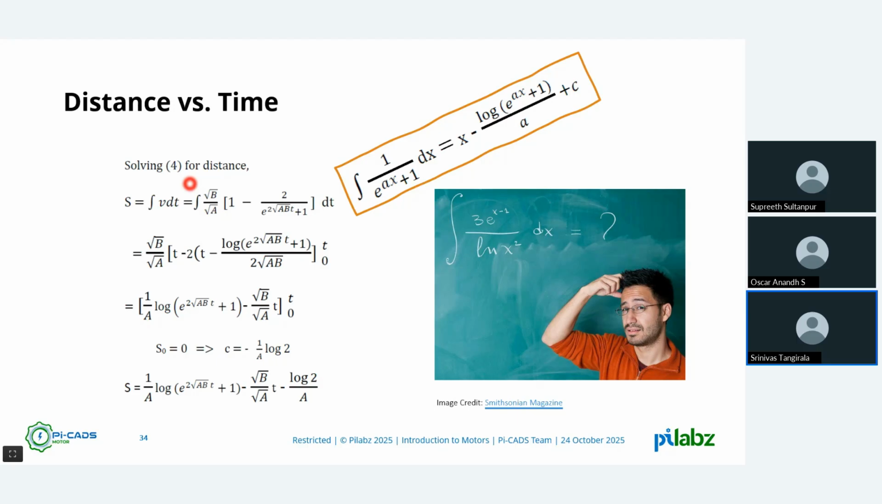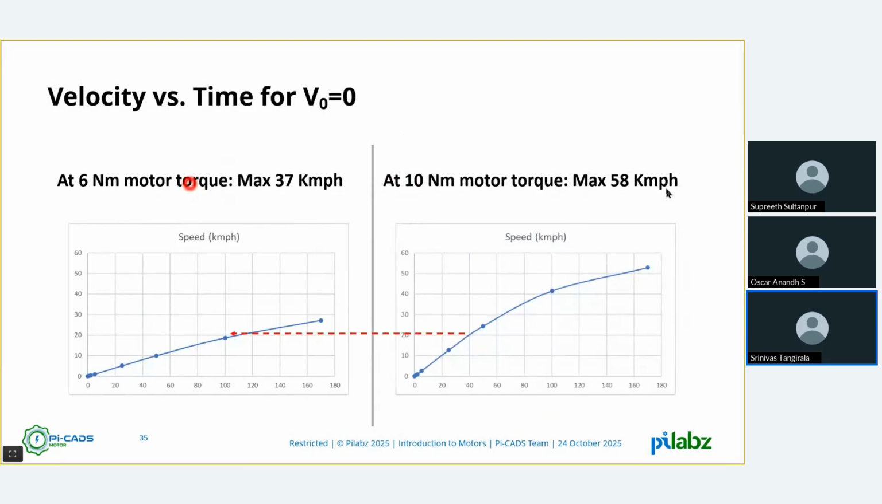is equal to 1 by A log e power 2 square root of ABT plus 1 minus root B by root A, all this log 2 by A. So this is the final equation for the distance. So now we have the distance and velocity as equations. Now with this, we'll be able to calculate the motor specs.